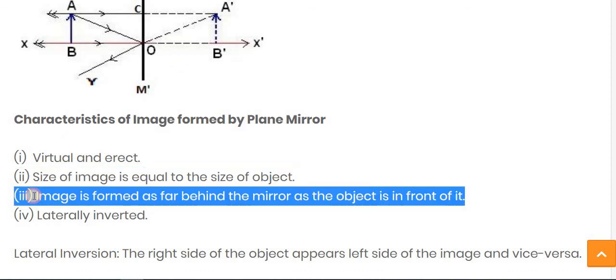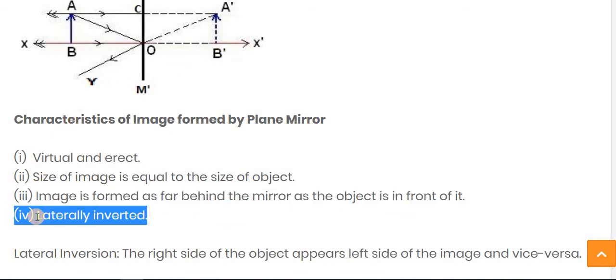The third point: the image is formed as far behind the mirror as the object is in front of it. Where we get the image, this is our image. So the image is formed far behind the mirror. Here it is, this is the mirror. So we get the image behind the mirror as the object is in front of it. Whereas हमने object कहाँ रखा है, mirror के आगे रखा है, in front of the mirror. Then we get the image at the back side of the mirror, that is A dash B dash, same size and virtual and erect.